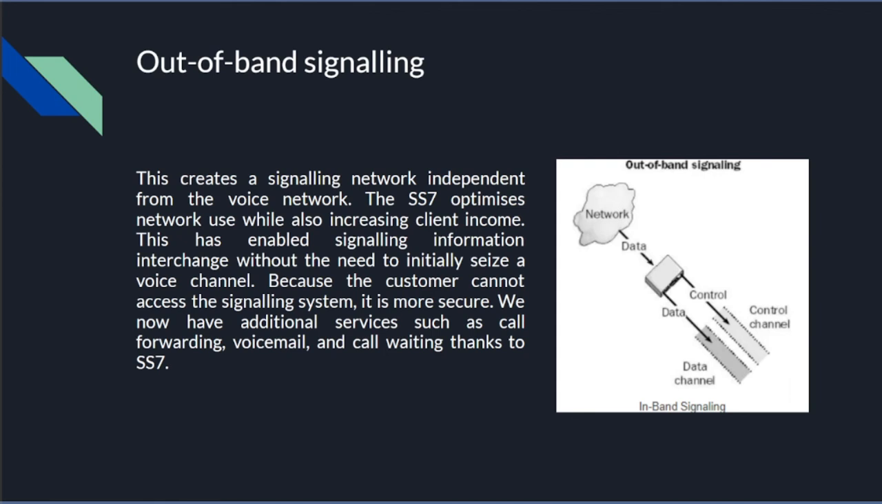This creates a signaling network independent from the voice network. It optimizes the SS7 network used while also increasing client income. This has enabled signaling information interchange without the need to initially seize a voice channel. Because the customer cannot access the signaling system, it is more secure. We now have additional services such as call forwarding, voicemail, and call waiting thanks to SS7.